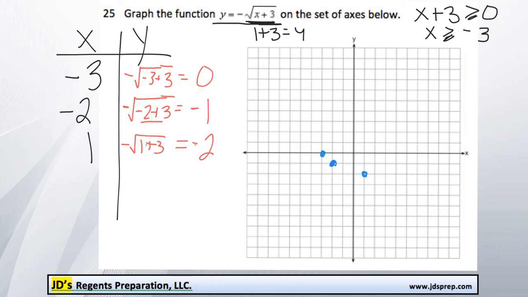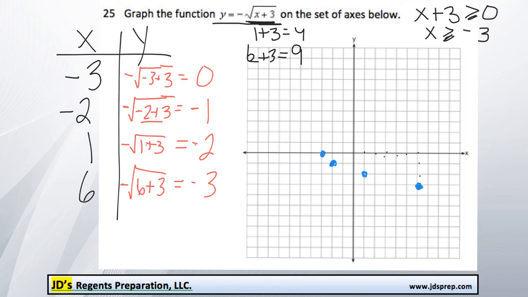I think if we just do one more point, we should be good. Again, I want to find the next perfect square, which is 9. And if we want to add something plus 3 to get 9, that would be a 6. So we're going to try an x value of 6. Then we'll calculate the negative square root of 6 plus 3, and that would get us an answer of negative 3. So back to the grid here, 1, 2, 3, 4, 5, 6, 1, 2, 3. So that is our next point. I think that's enough to graph it.